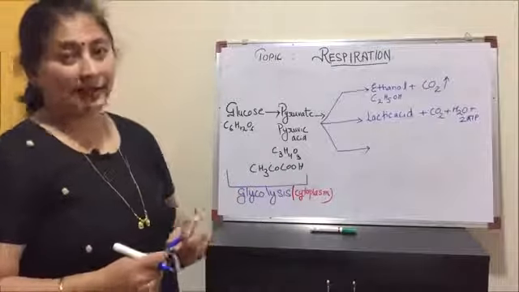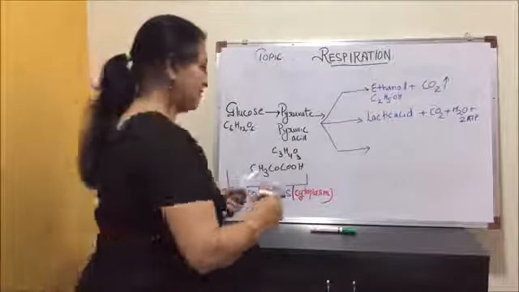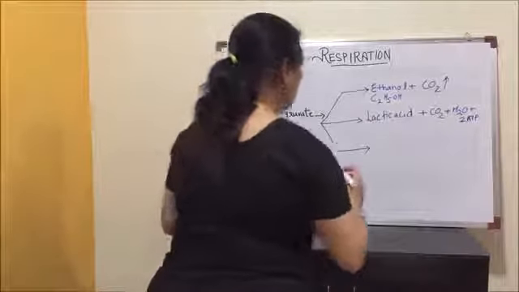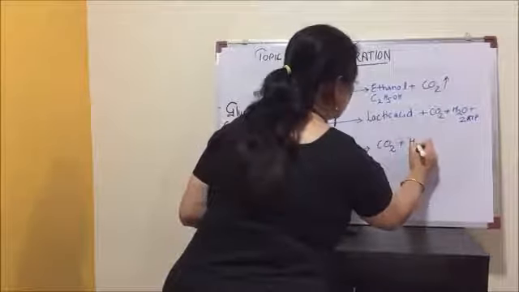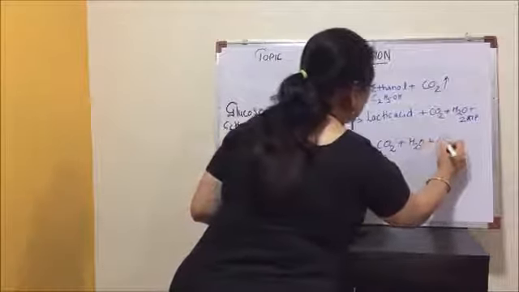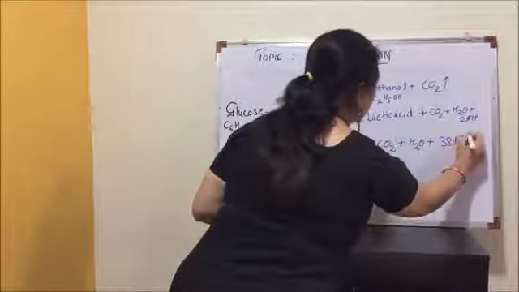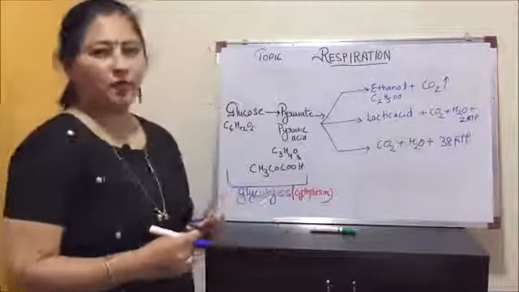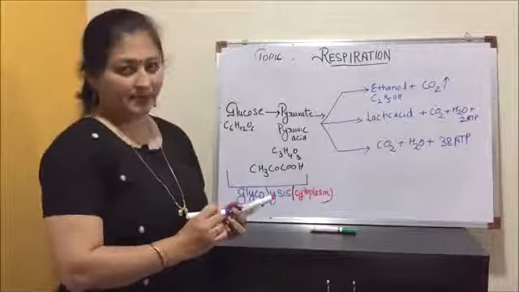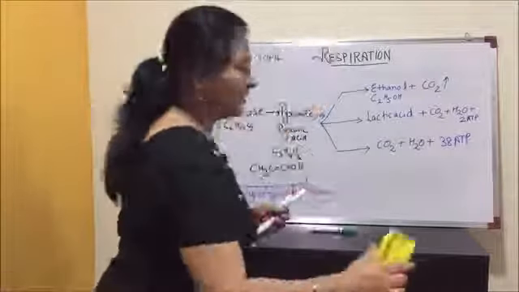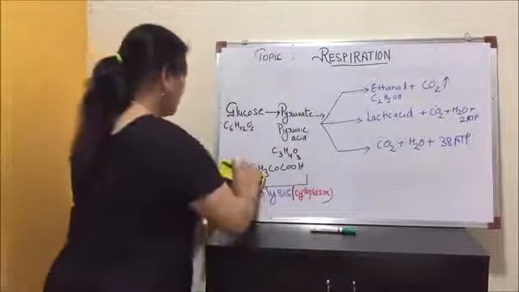What happens when there is a complete oxidation of glucose? That we have already seen. In a complete oxidation of glucose, carbon dioxide gas will be released, water will be released, and energy, 38 ATP, is formed, right? Now this energy which is formed will be used in different cellular activities, right? Now after that, what happens? After the formation of ATP, what happens, right? So let's take that.